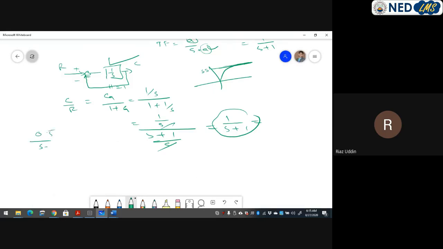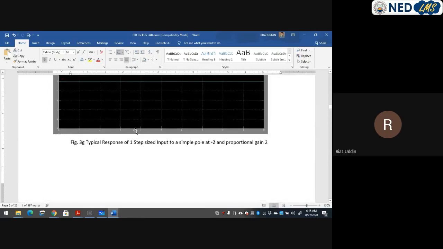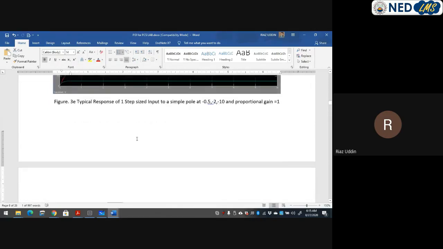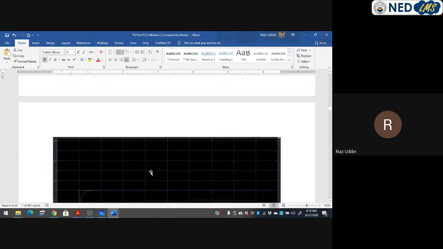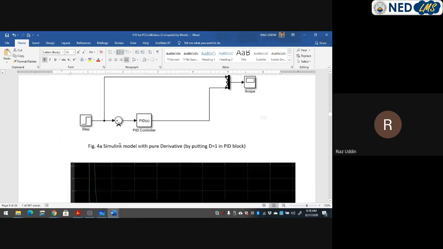0.5 upon s plus 0.5, 2 upon s plus 2, 10 upon s plus 10. When you keep these values the same, you always reach the desired step response. You can see that. But when you change these values, you get different results, something like this. So you can understand this phenomenon very carefully here. You can just make a block and understand how it goes. The same is the case with the differentiator.